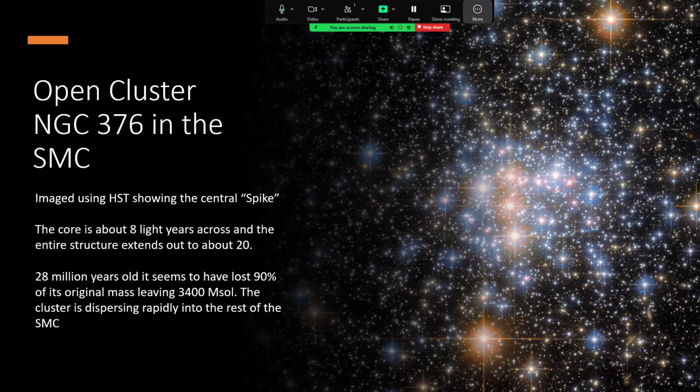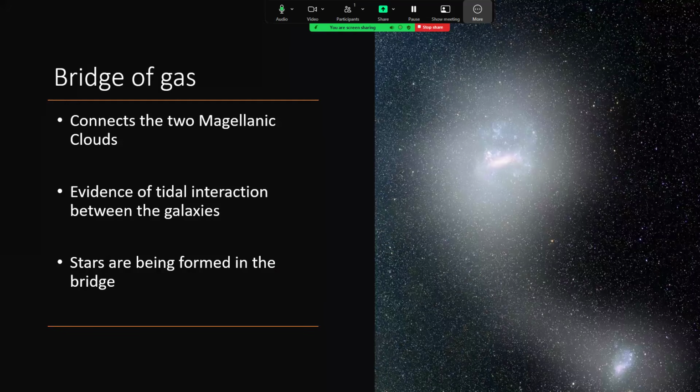Now, the two galaxies, the SMC and the LMC, have a bridge of gas and stars linking the two together. You can see it in this image here. This is an evidence, really, that they have not only interacted gravitationally with the Milky Way, but with each other in the past. And this tidal tail now stretches from one to the other.